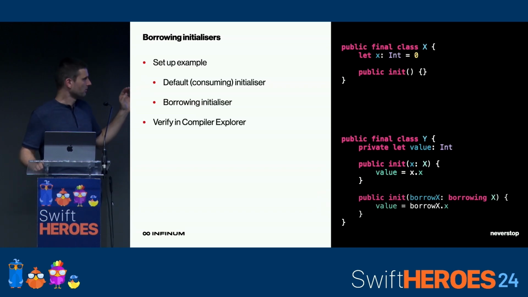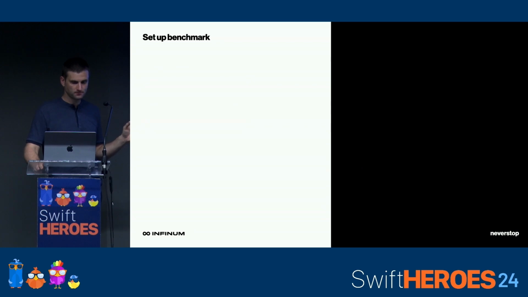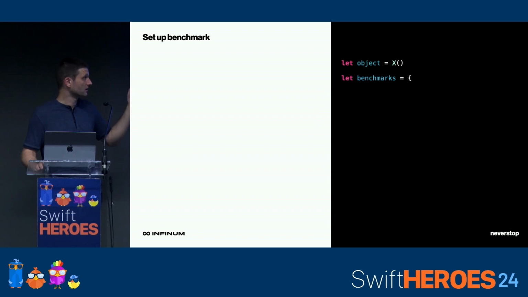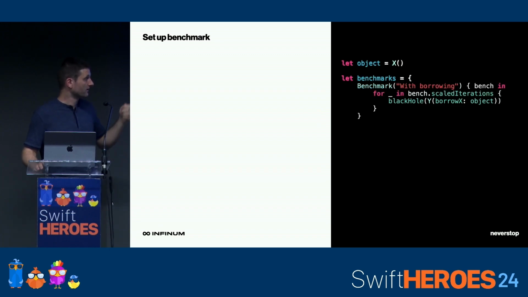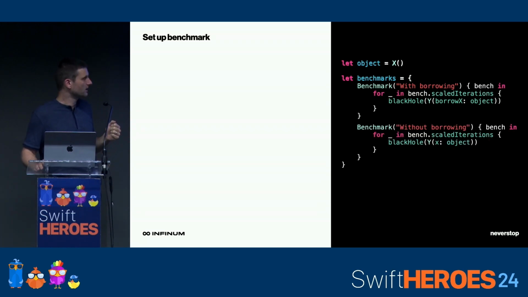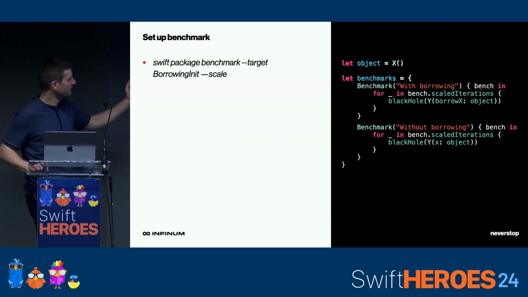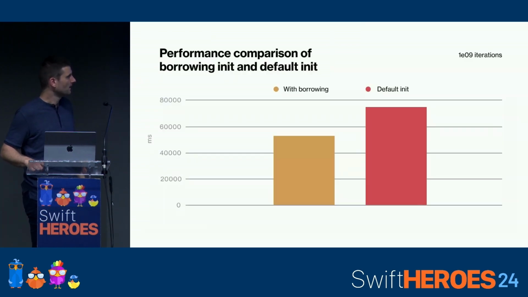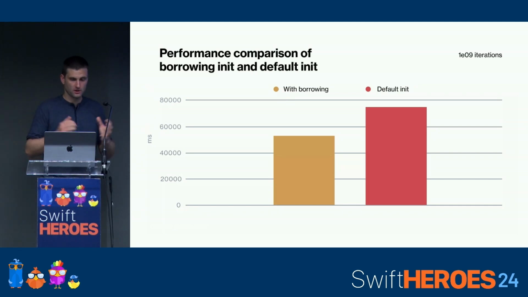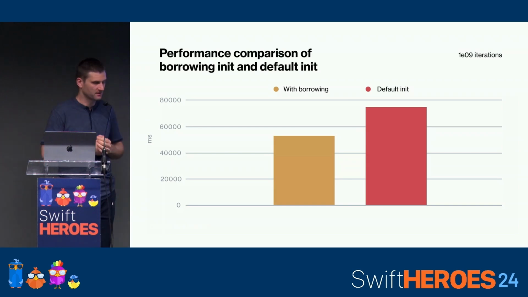Ideally, we would verify this again in Compiler Explorer, but we will skip that for now. And we need to set up a benchmark. For the benchmark, we instantiate this X. Again, we create a benchmark where in a loop we call the initializer that borrows, and we have another benchmark where we call the initializer that doesn't borrow. Finally, we can run this in the same way as before, choosing the different target that we set up. And what we get is this kind of difference, where we see that code that is correctly annotated for performance reasons is 30% better than the code that is not.